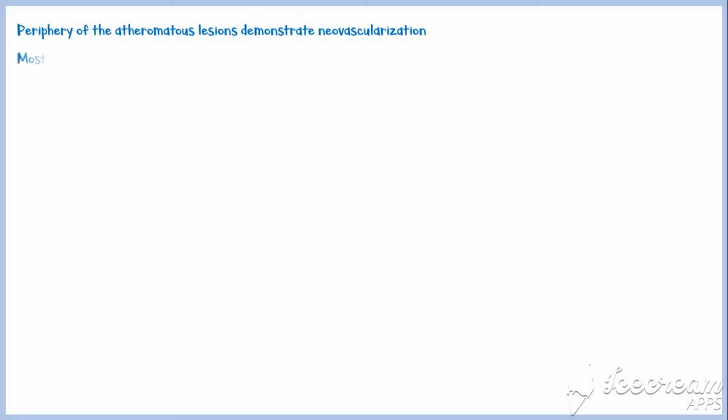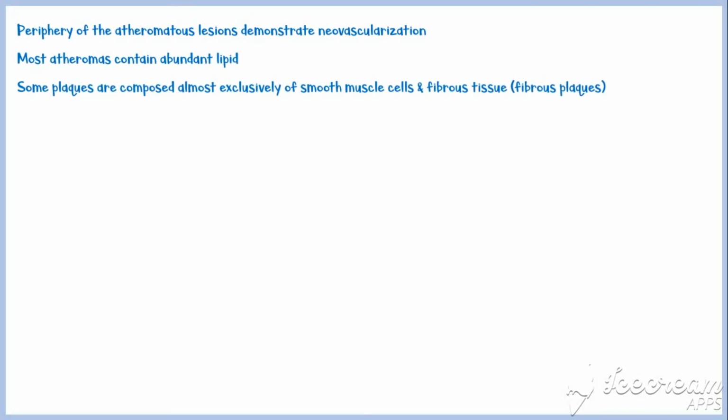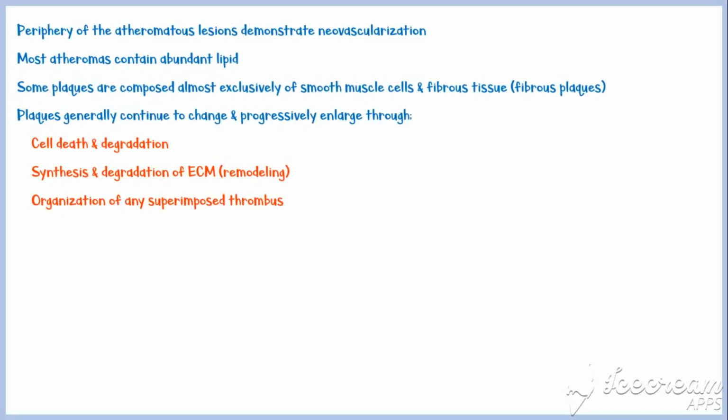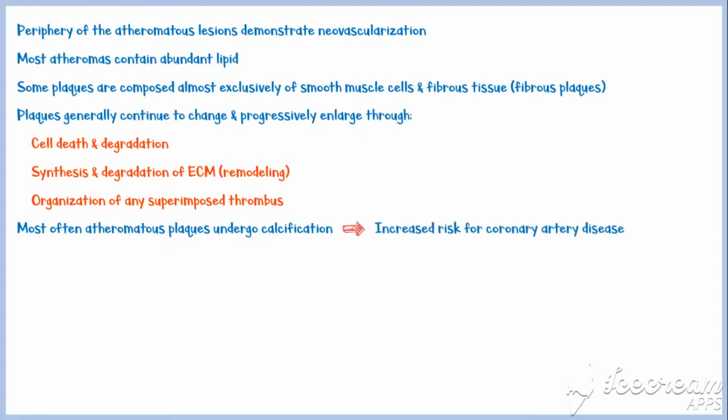Most atheromas contain abundant lipid. But some plaques are composed almost exclusively of smooth muscle cells and fibrous tissue. Plaques generally continue to change and progressively enlarge through cell death and degradation, synthesis and degradation of extracellular matrix, known as remodeling, and organization of any superimposed thrombus. Most often, atheromatous plaques undergo calcification, which increases the risk for coronary artery disease and other ischemic events.